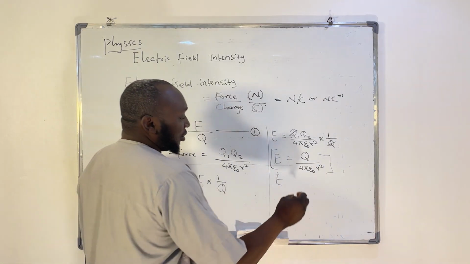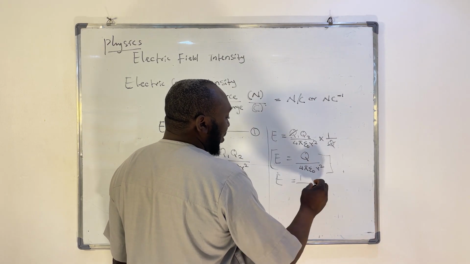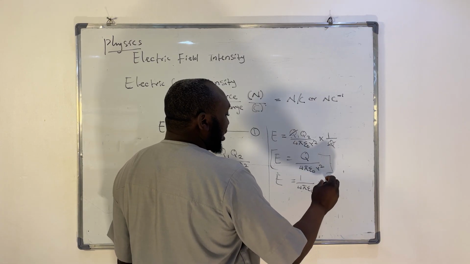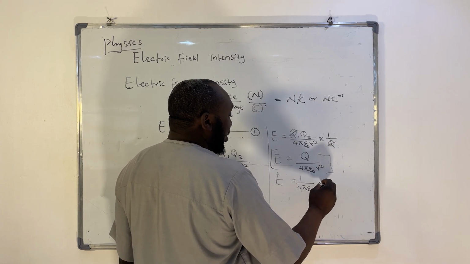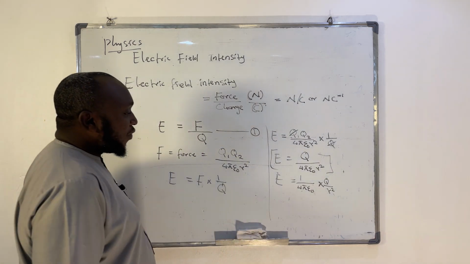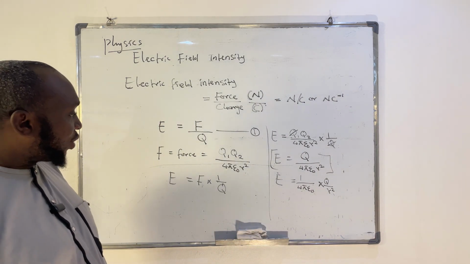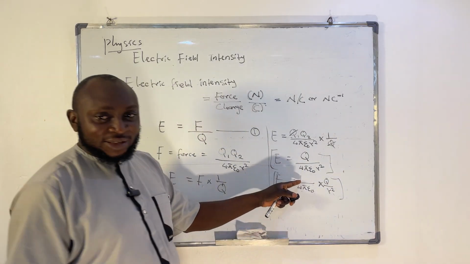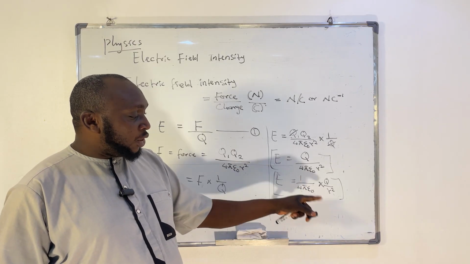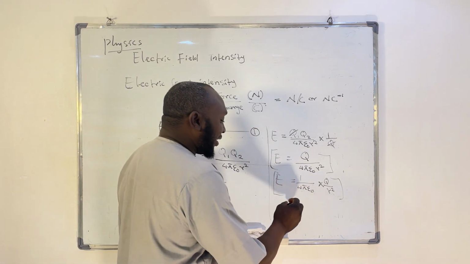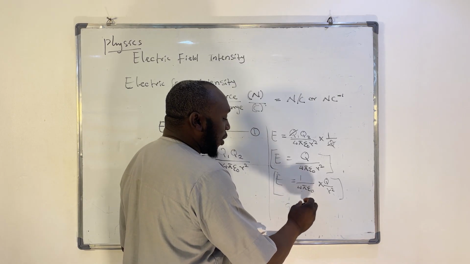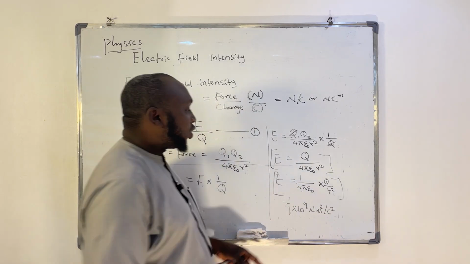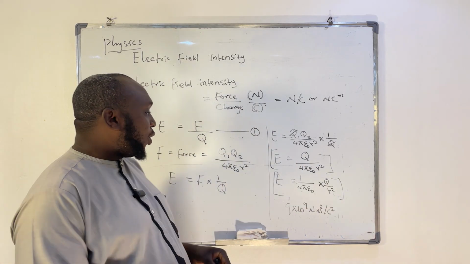But in calculation, we can use this other form: 1 over 4 pi epsilon naught times Q over r squared. Because the value of 1 over 4 pi epsilon naught is always 9 times 10 to the power of 9 Newton meter squared per coulomb squared, so that you can easily substitute it.